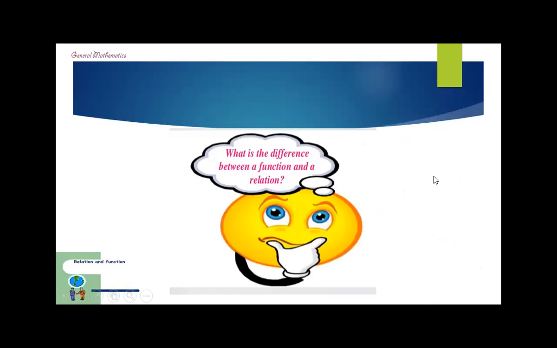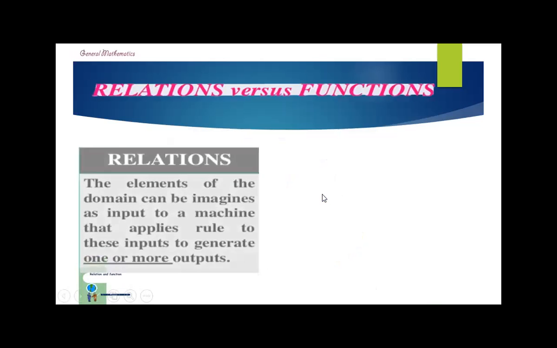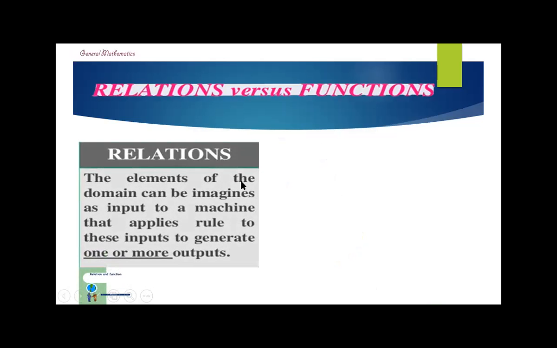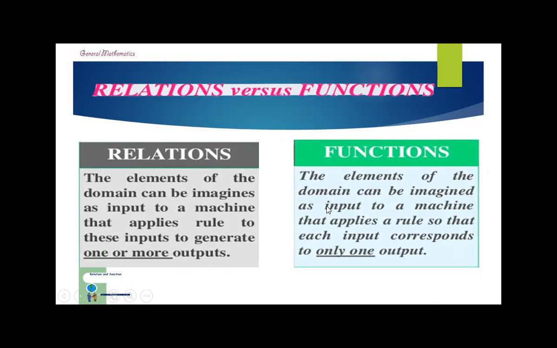So before we end our lesson, what is the difference between function and relation? For relations, the elements of the domain can be imagined as input to a machine that applies rules to these inputs to generate one or more outputs. While for functions, the elements of the domain can be imagined as input to a machine that applies a rule so that each input corresponds to only one output.